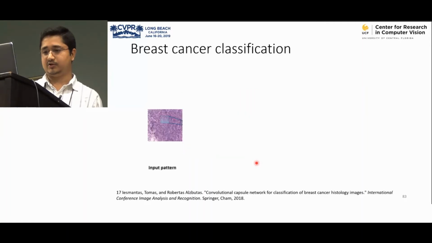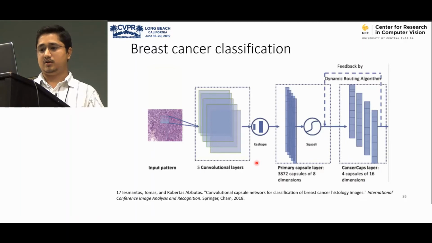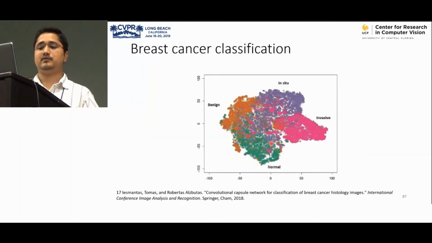So this is another application. Probably I will just skip this one because the architecture is almost similar. And the interesting finding is that if you use the learned capsules to separate different categories of cancer present in the input image, these are quite distinct, whether the cancer is normal, benign, or invasive.